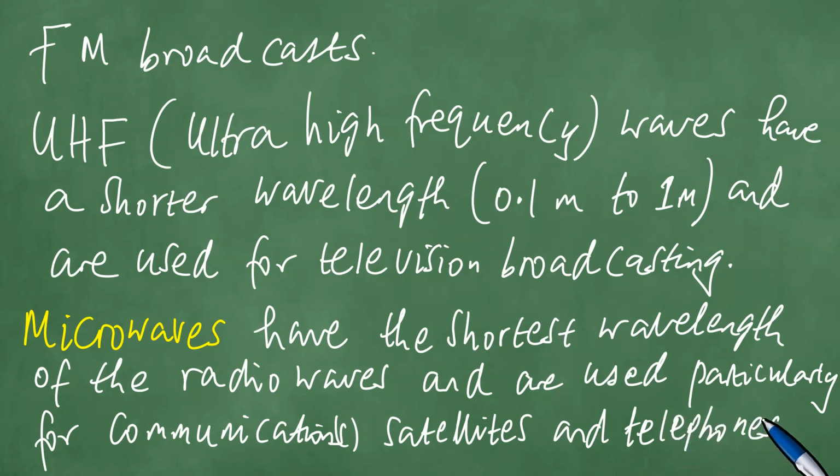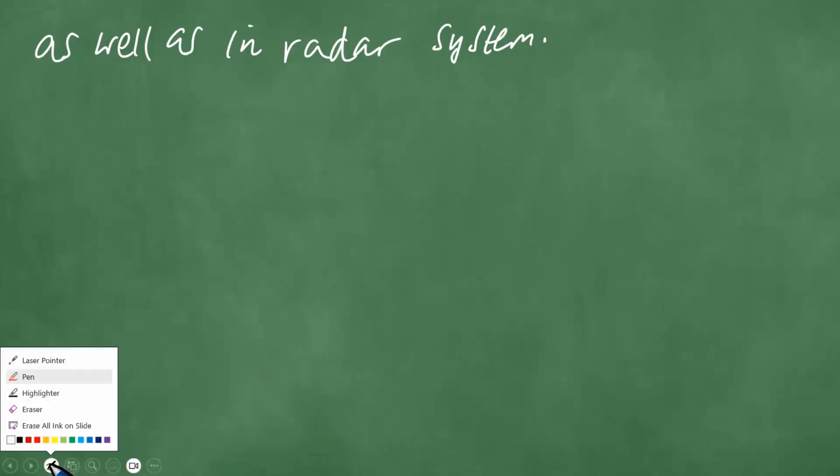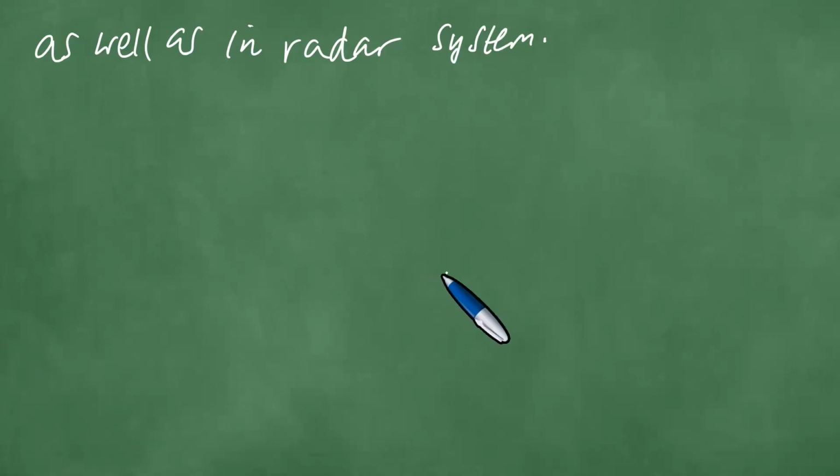And telephones, as well as in radar systems. So the microwaves are used in radar systems. They're used in satellites and telephones that we have access to and that we use daily to communicate. But also, most importantly, the microwaves.